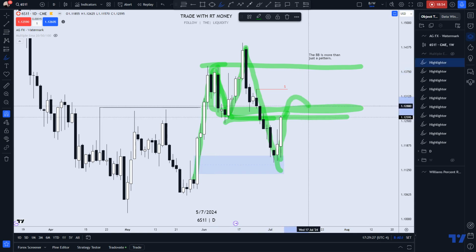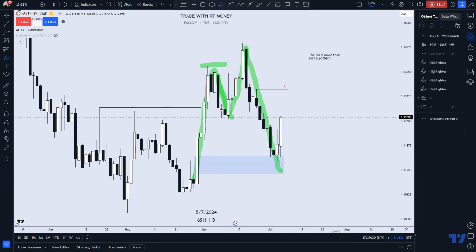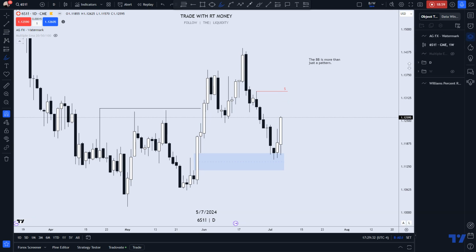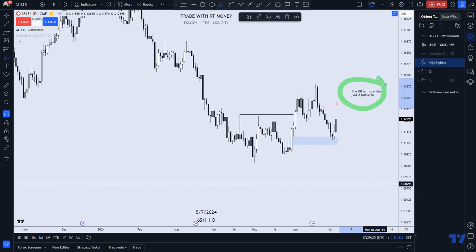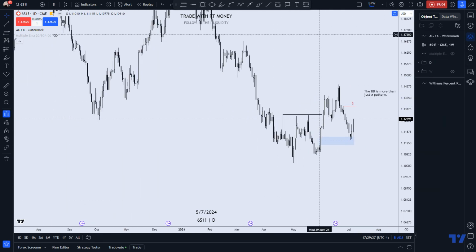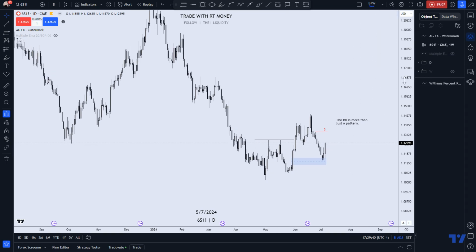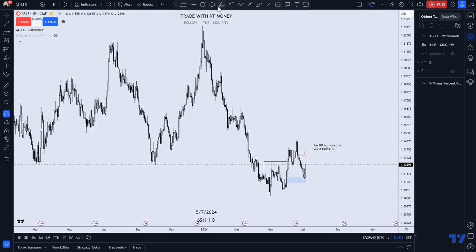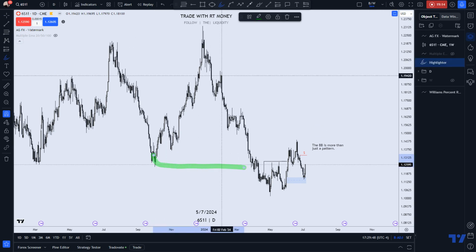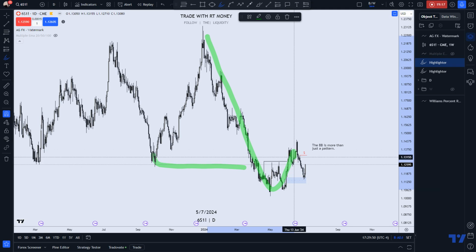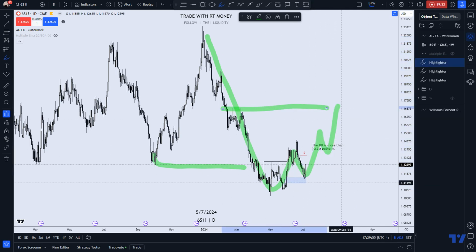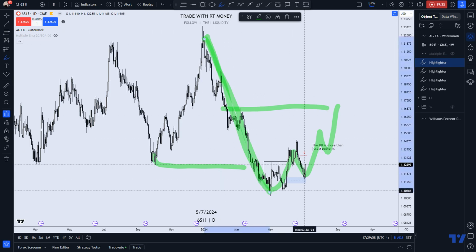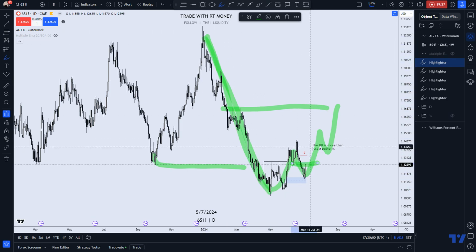Price could continue lower. The only problem is that's a pattern. The breaker is more than just a pattern. What I want you to realize is, if you pull back and look at the bigger picture, after this break of structure you'll want to see price pull back a little further, at least 50%. We haven't had that yet. This is why I'm not looking at this bearish breaker to mean a whole lot.